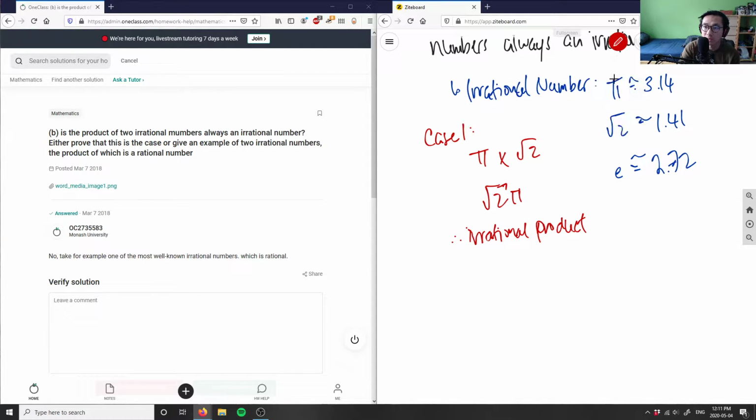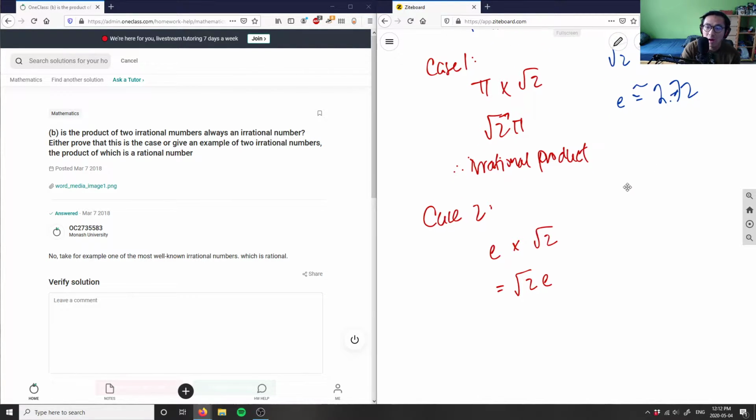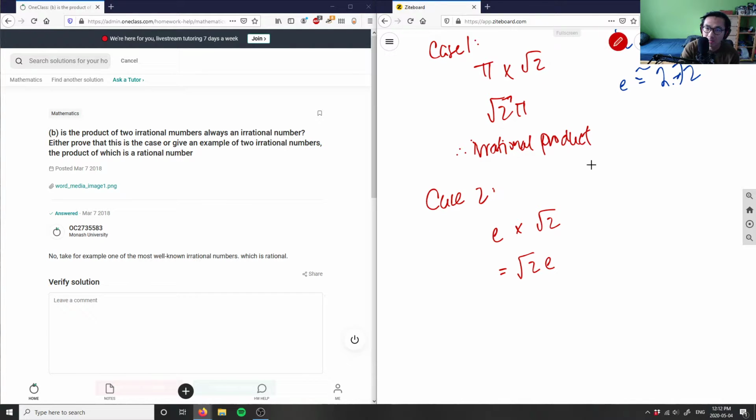But let's use another case. Let's do maybe 3 cases here. So let's do e times root 2. So what's e times root 2? e times root 2 will also be an irrational number, right? Simply just root 2 times e, right? So this here is also an irrational number. So therefore, it's also an irrational product. However, let's look at my last case here.